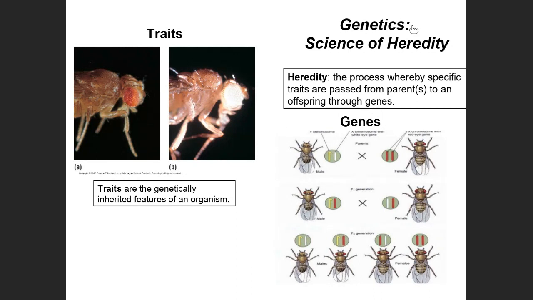So the way I describe it to students is once you define genetics, the science of heredity, then that leads you to heredity. Well, what the heck is that? So then we define heredity, but then we have this word traits. Well, what do we mean by traits? That's talking about the process whereby traits are passed on from parent to offspring through genes. Well, traits are genetically inherited features of an organism. What I mean by features in this class are observable features.